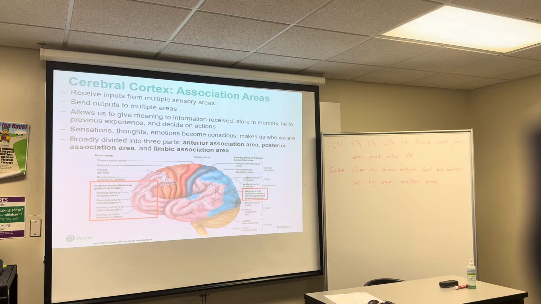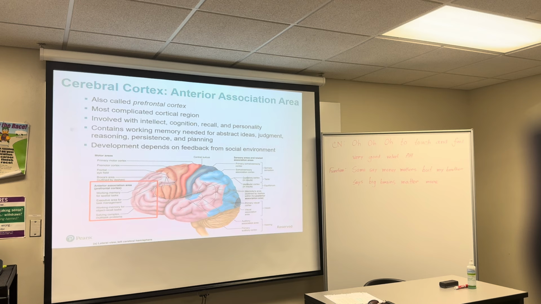Sensation, thoughts, and emotions become conscious and make us who we are. The association areas are broadly divided into three parts: the anterior association area, the posterior association area, and the limbic association area. So you have three association areas: anterior, posterior, and limbic.